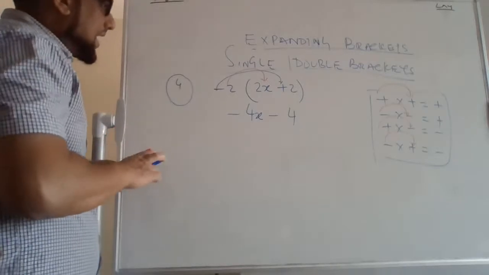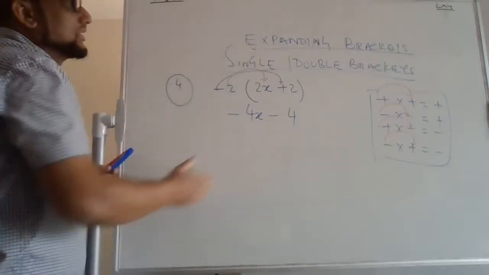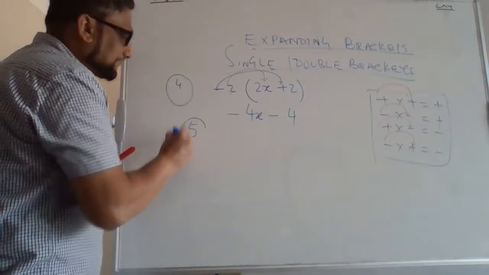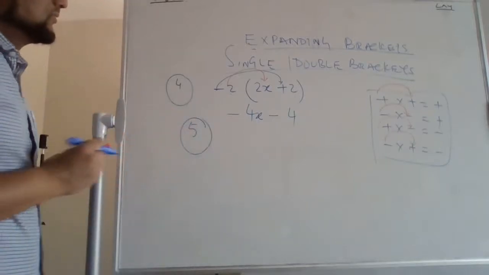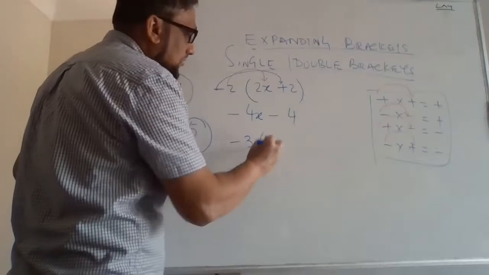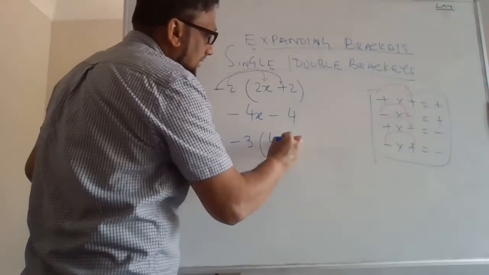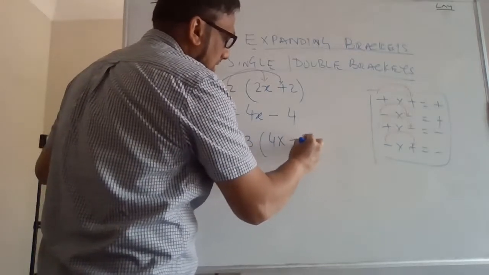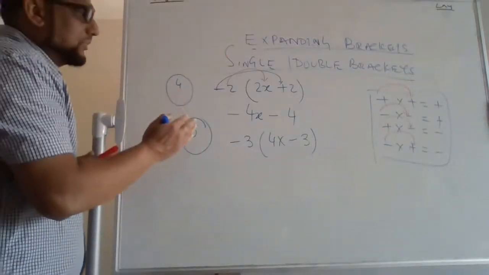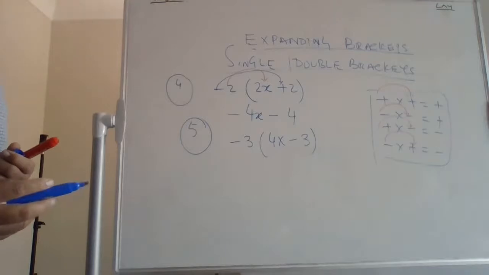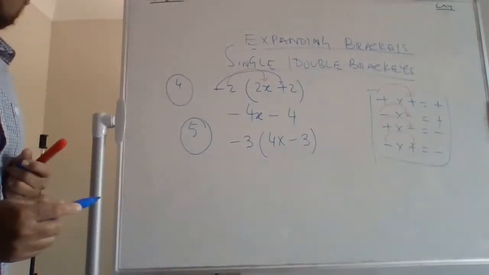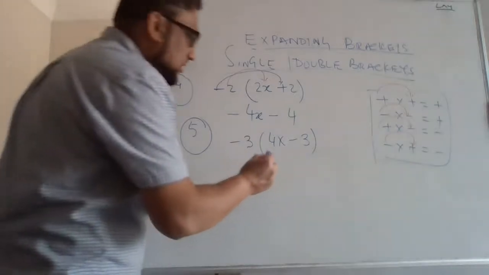So I am going to take another example, then I will go for the double brackets. Question number 5, which is minus 3 times 4x minus 3. So look at this example. If I say 3 times 4, which is 12.